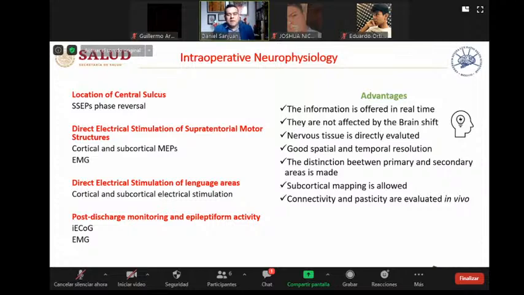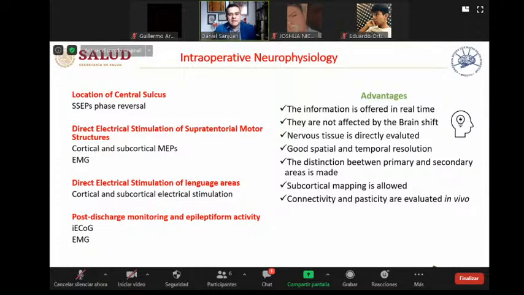You can see in the other part of the slide the advantage: the information that we can provide to the surgeons or the team is in real time. They are not affected by the brain shift, which unfortunately usually happens when the dura is open and the tumor is starting to be removed. Of course, this changes the anatomy, even if it's abnormal anatomy, compared with the previous MRI in the neuronavigator. So the nervous system is directly evaluated.